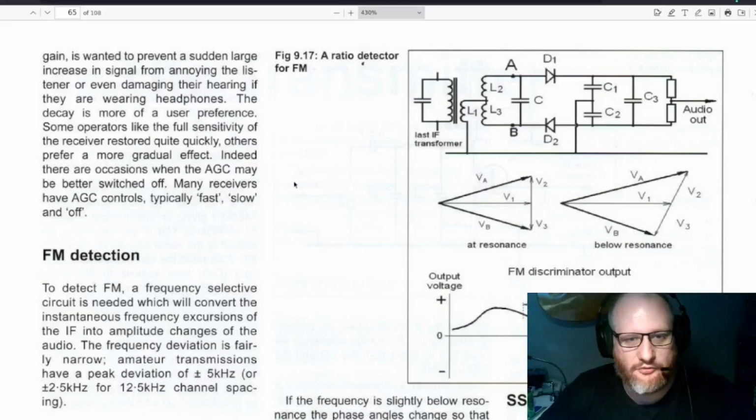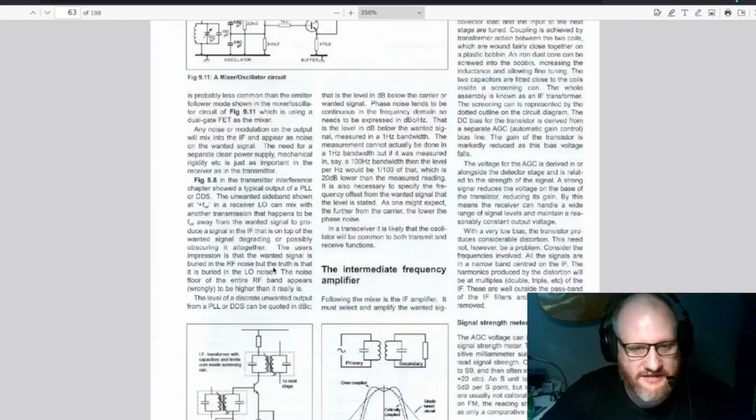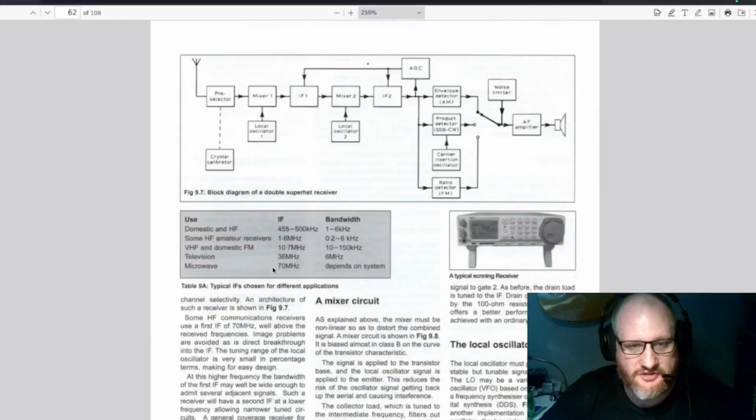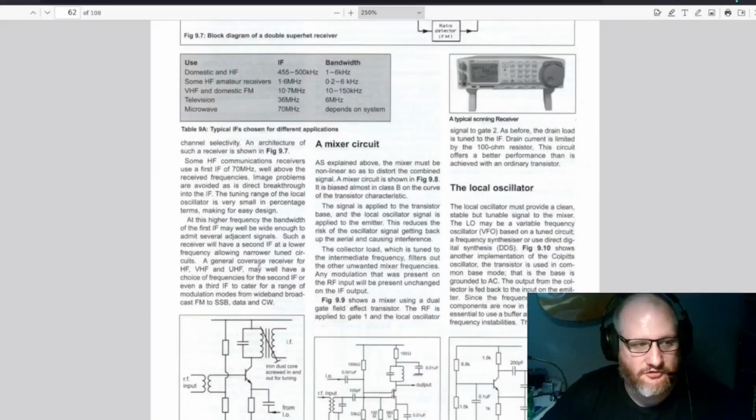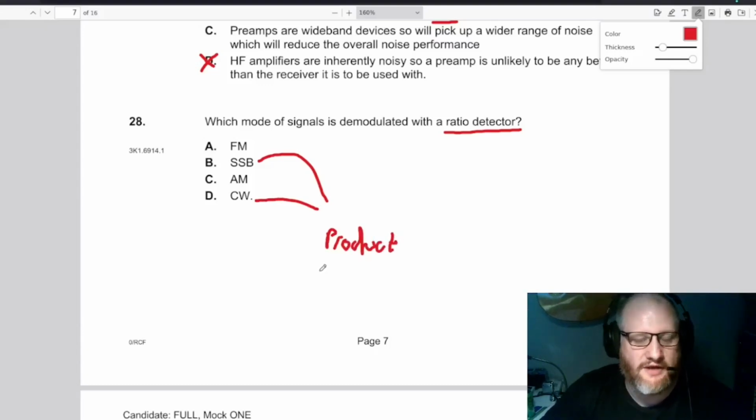Well, as always, the full license manual has us covered, and it has a great chapter on receivers that we've been looking at quite heavily with the last few questions, and it does cover all of this as well. So let's run through. You may recall that SSB and CW both typically use a product detector. And it turns out that the product detector used for SSB can be tuned slightly off, and it makes a great detector for CW as well.